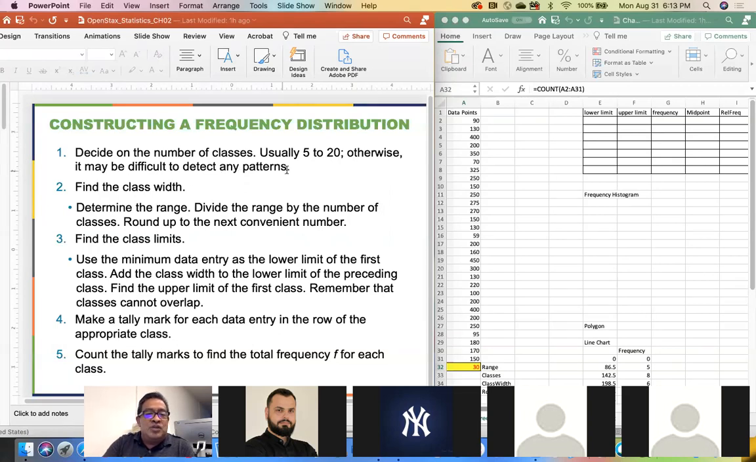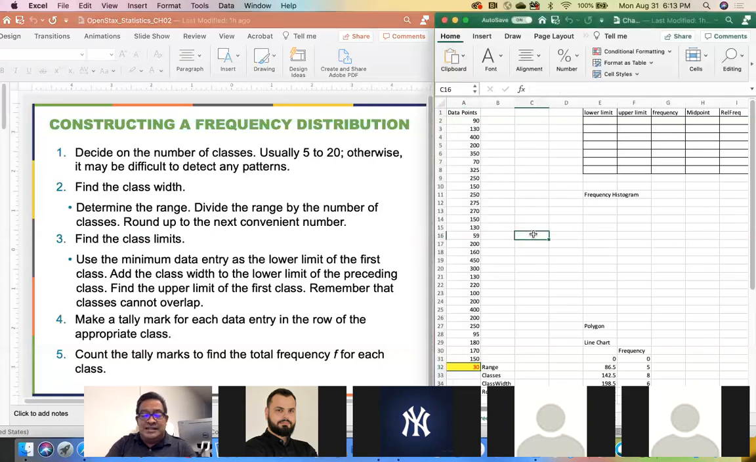Once we determine the number of classes, we're going to find the class width. The class width can be found when we know the range and the number of classes. As I mentioned before, we determine the range, divide the range by the number of classes, and then round up to the next convenient number.